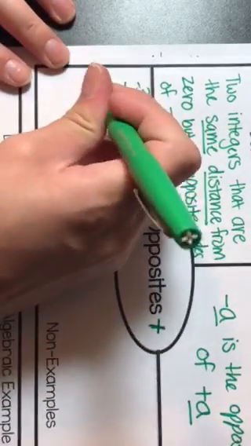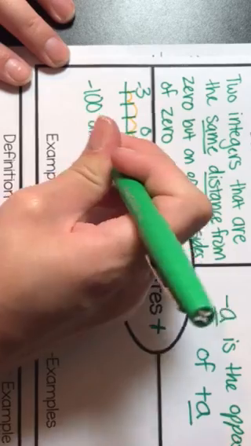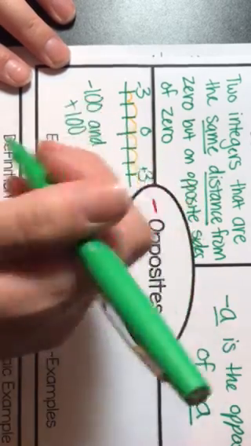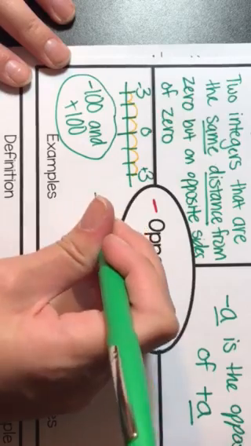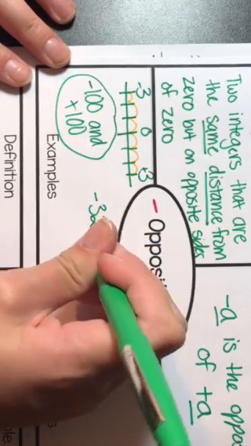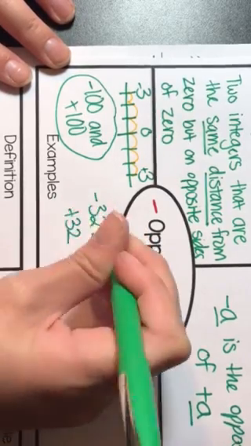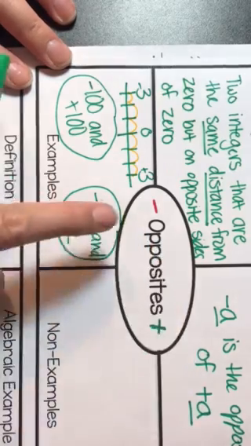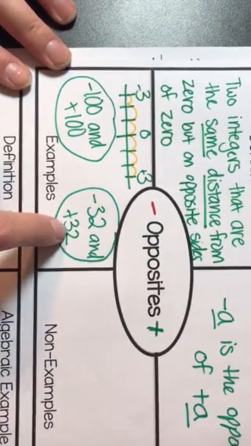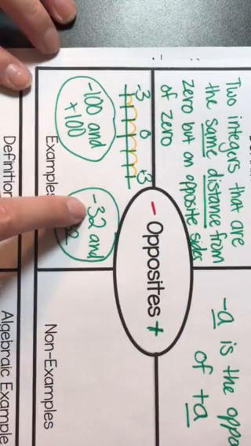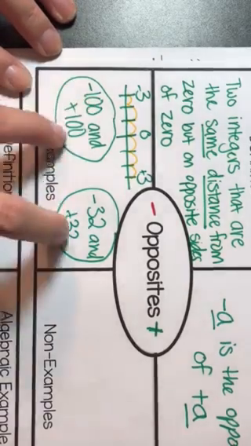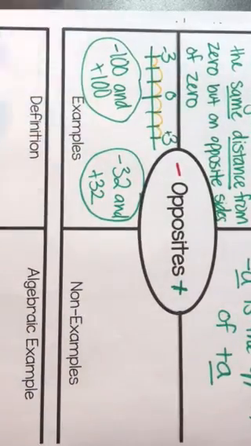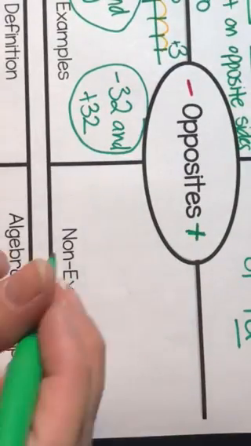But we can also say negative 100 and positive 100. Those are opposites. Negative 32 and positive 32. Those are both opposites because these have the same number. They both have 32. One is positive, one is negative. These both also have the same number. One is positive, one is negative. These are true opposites. Now let's talk about what non-examples are.